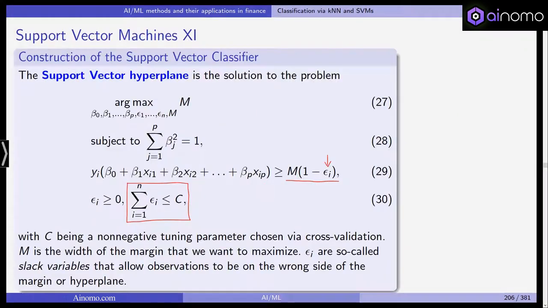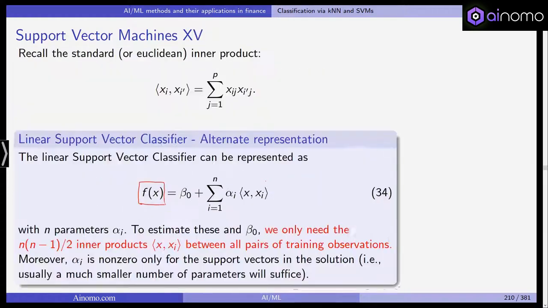This here is a linear function, a line, a plane, or whatever, and the hyperplane can also be represented in this way. So instead of using beta 1 times x1, beta 2 times x2, and so on, we can also use the inner products. We get a different set of parameters. Now these are alpha i and beta 0, of course.